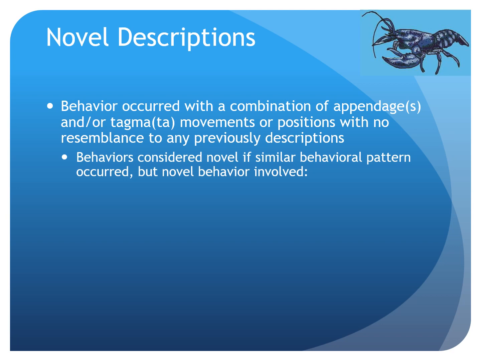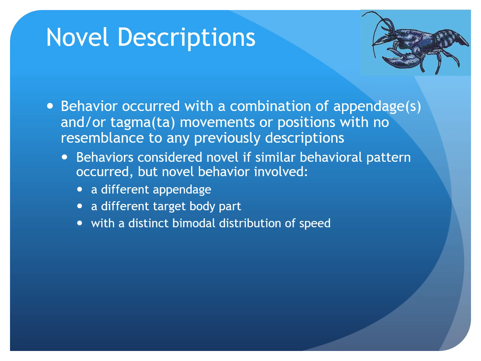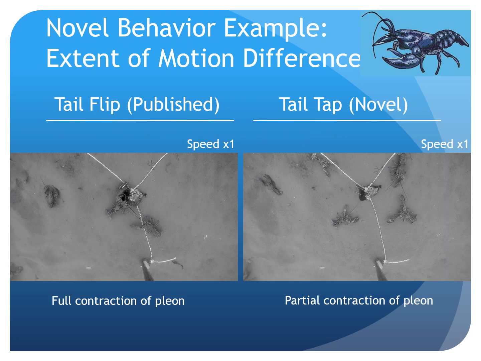However, similar behavioral patterns could be considered novel if they used a different appendage to perform a similar behavior, used the same appendage and behavior but targeted a different body part, this criterion is specific to grooming, performed the same pattern but with a distinct distribution of speed, or performed a similar pattern but with a distinct distribution of the extent of motion, such as is seen in this example of a tail flip and a tail tap.